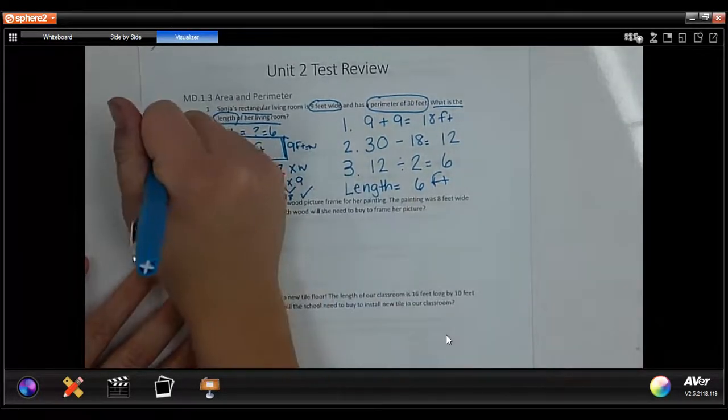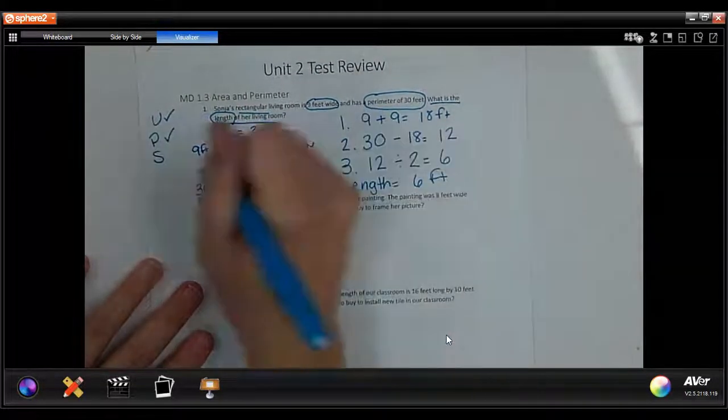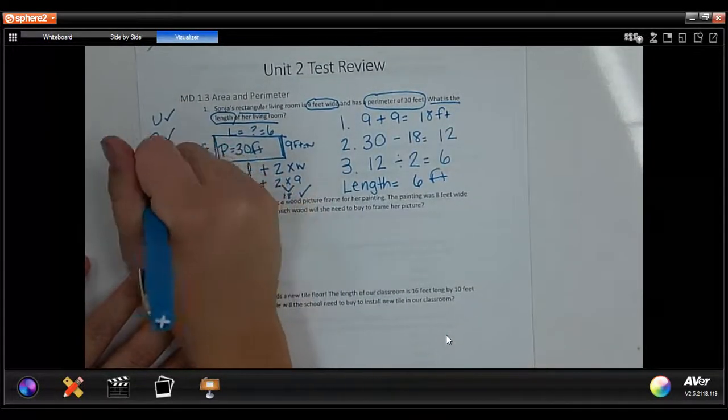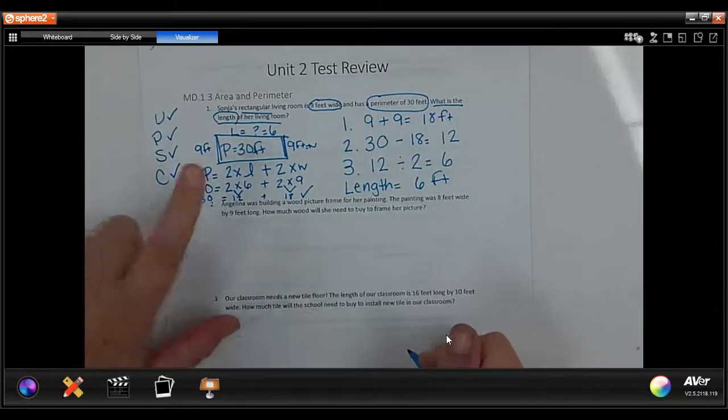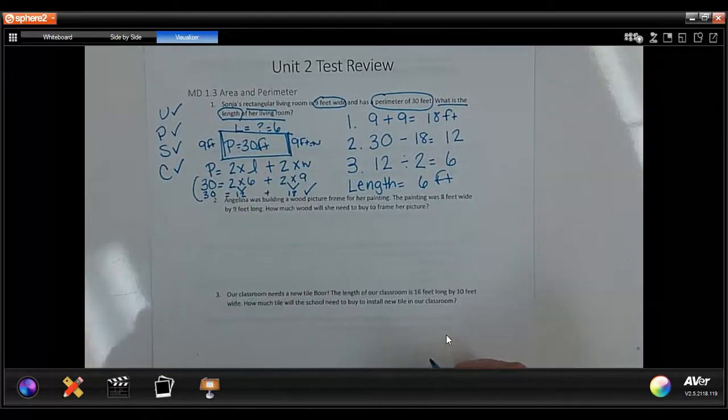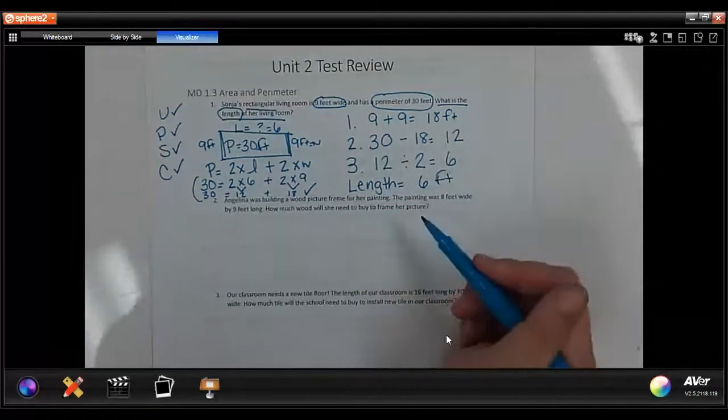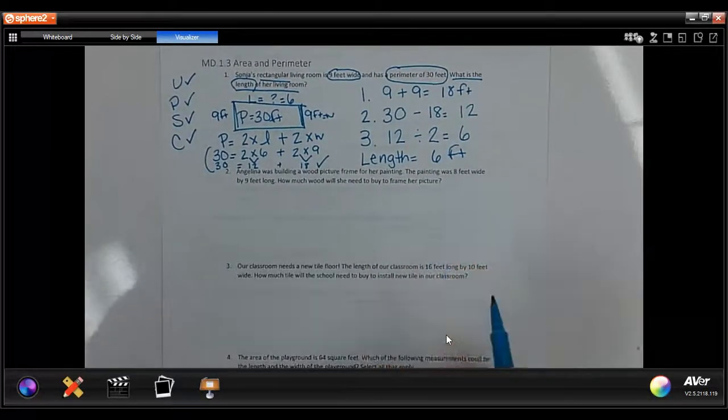So I solved my work over here. Here was my solve, and I checked my work right here. Check. I followed all of my UPSC strategies because this is a word problem, even though it's area and perimeter. I still use the same type of strategies in this problem.